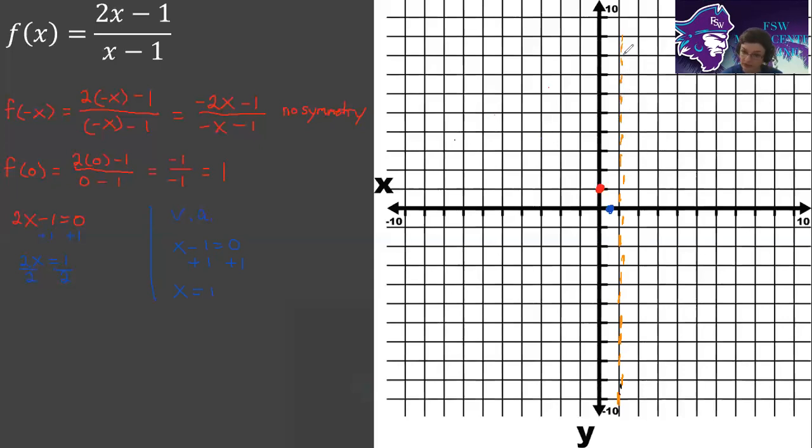Now we'll want to find the horizontal asymptote. Horizontal asymptote we determine by comparing the power of the numerator to the power of the denominator. And it looks like when we look at the 2x and the x, they have the same power. Since their coefficients are 2 and 1, it looks like your horizontal asymptote is going to happen at 2/1, which would be at 2. And so we'll want to mark the horizontal asymptote as well on our graph.